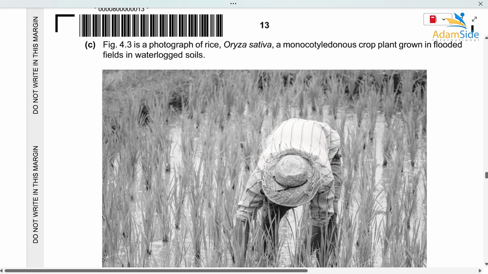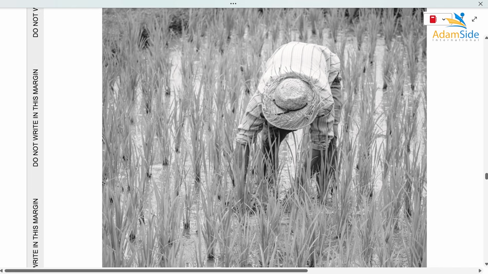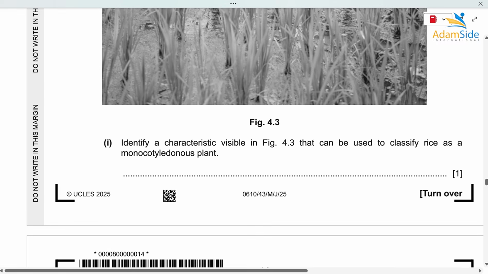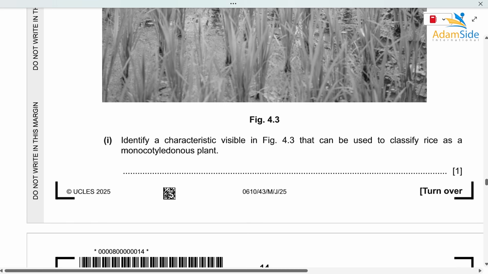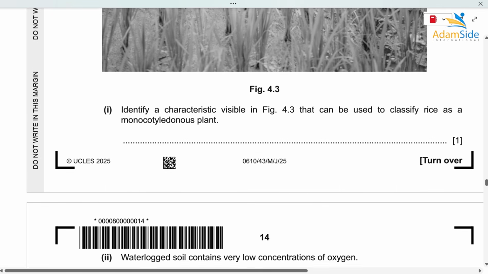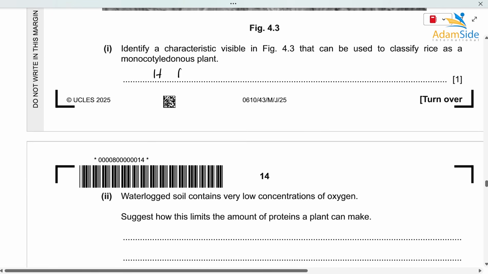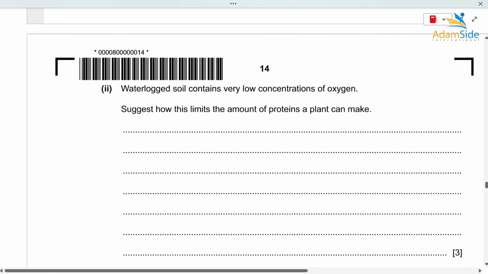Figure 4.3 is a photograph of rice, a monocotyledonous plant grown in flooded fields in waterlogged soils, right, as we can see it. Identify a characteristic visible in 4.3 that can be used to classify rice as a monocotyledonous plant. Okay, one thing that can be used to identify it, first of all, you can see it has very thin leaves or very narrow leaves. So we can say here it has narrow, or you can use the word thin, leaves. These are the features that we can see of that particular monocotyledon.